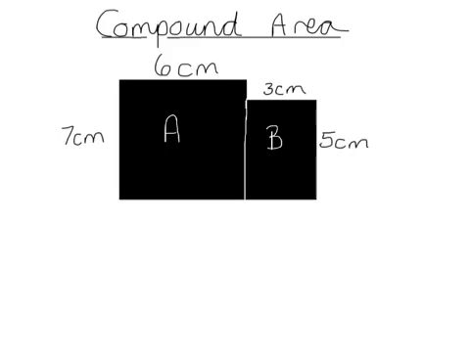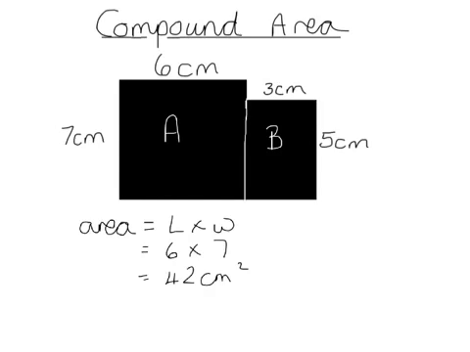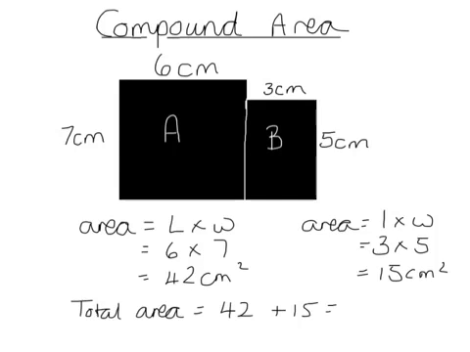I then just need to work out the areas of both sections just as I was doing. So my area equals length times width, and so that's going to be 6 by 7, which is going to be 42 centimetres squared. For area B, I'm still going to have my area equals my length by my width. It's going to be 3 by 5, and that's going to give me 15 centimetres squared. To get my final total area, I need to take the area of A and I need to add it to the area of B. So I've got my total area is 42 plus 15, which gives me a final amount of 57 centimetres squared.